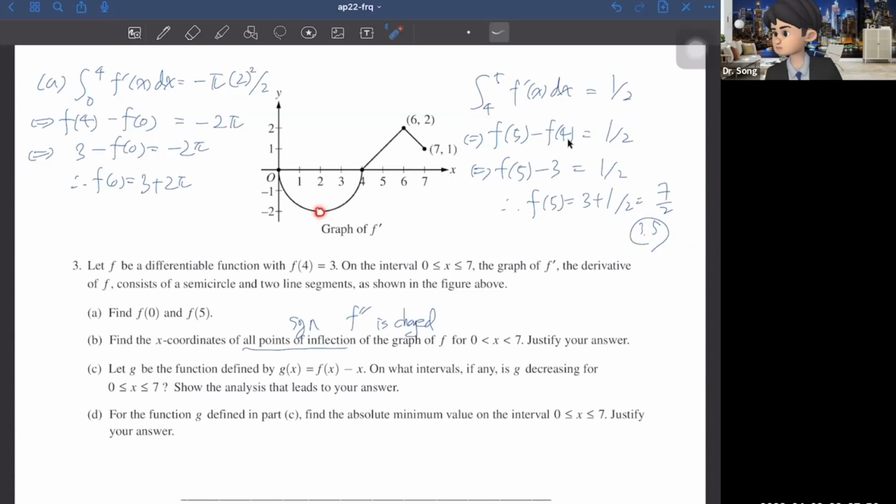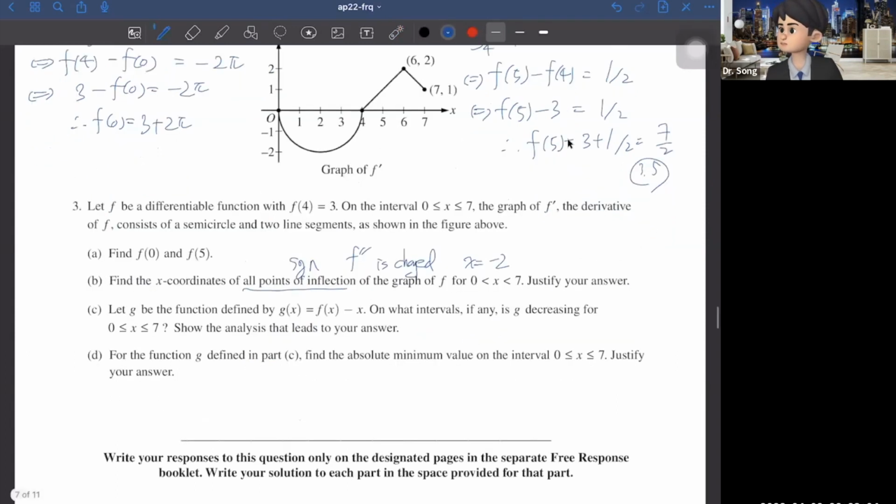Before x equals 2, you see that the slope is negative. After x equals 2, the slope becomes positive. So that's the inflection point. So I found the first inflection point, that is x equals 2. Well, there's one more here.